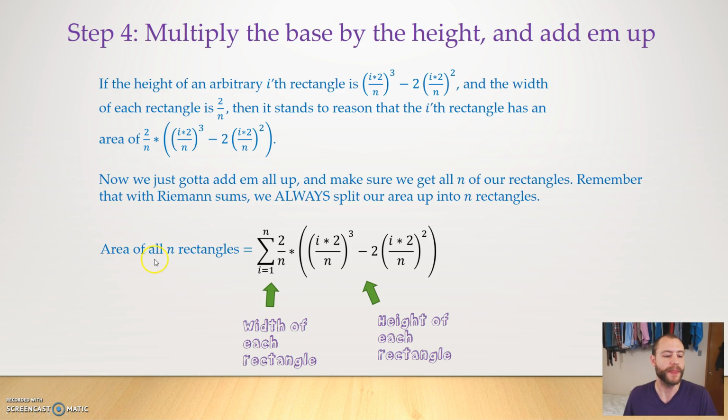Okay, area of all n rectangles. So the sum as i goes from 1 to n of 2 over n, which is the width of each rectangle, times the height of each rectangle. And we add up all of these from the first one to the nth one. Okay? That's the process of Riemann sums.